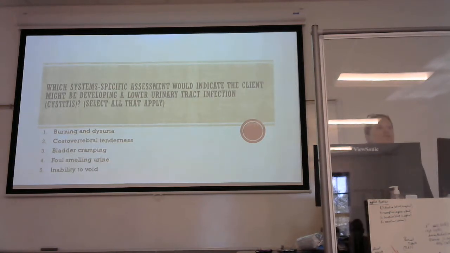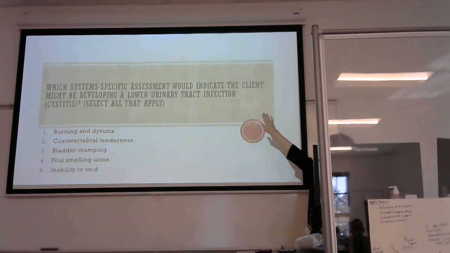All right, Christina, mm-hmm. What do you think about number two? One, three, five. You're awfully close. And four. It is one, three, and four. Okay. Inability to void. What would that be a problem with? Like an obstruction or? An obstruction, stone, something like that. Or, it shows there's some kind of retention going on. And why didn't anybody want CVA tenderness? That's for pyelo. That's up in your kidney, and we're just asking for lower UTI.